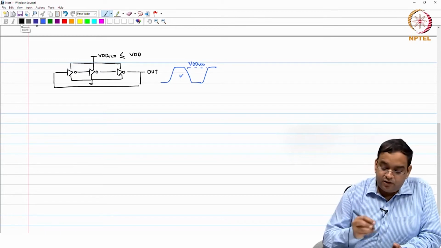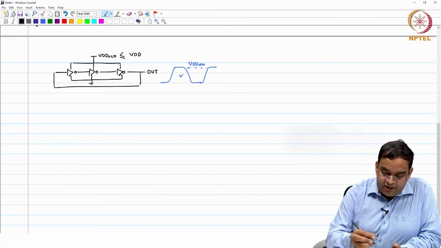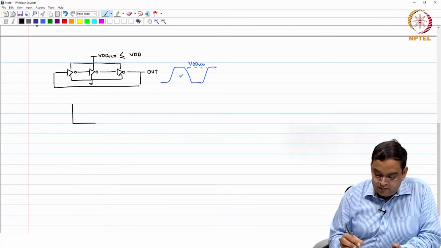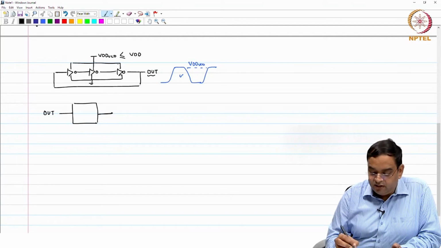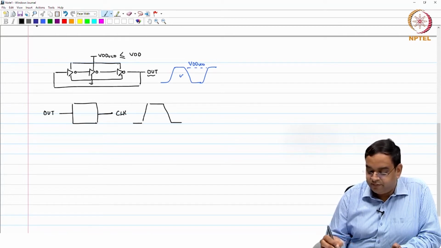So, what we need is a block where the output of the oscillator comes in, and finally, when we get the clock out, we should have full swing signals, rail to rail, 0 and VDD.